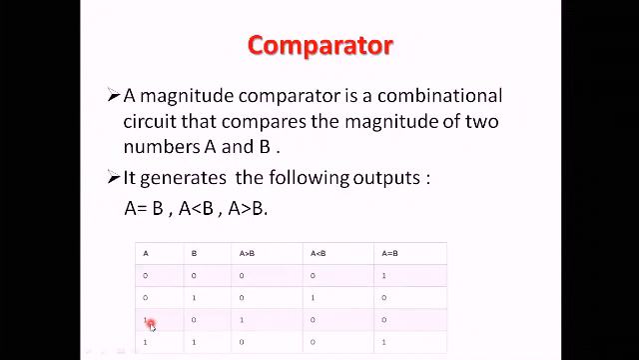Next is this case. The value of A is 1 and the value of B is 0. So here we can see that 1 is greater than 0. So this will be equal to 1 because A is greater than B.